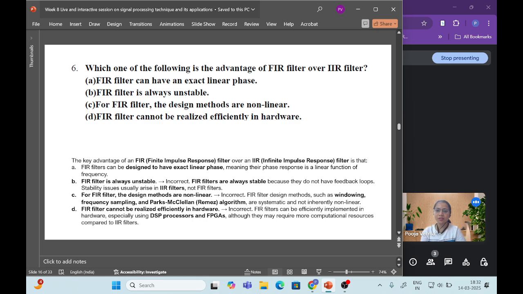Now the next question is, which one of the following is the advantage of FIR filter over IIR filter? Option A is FIR filter can have an exact linear phase. Option B is FIR filter is always unstable. Option C, for FIR filter, the design methods are non-linear. And option D, FIR filter cannot be realized efficiently in hardware. So I have written a detailed analysis here, but in that case you can give the answer.